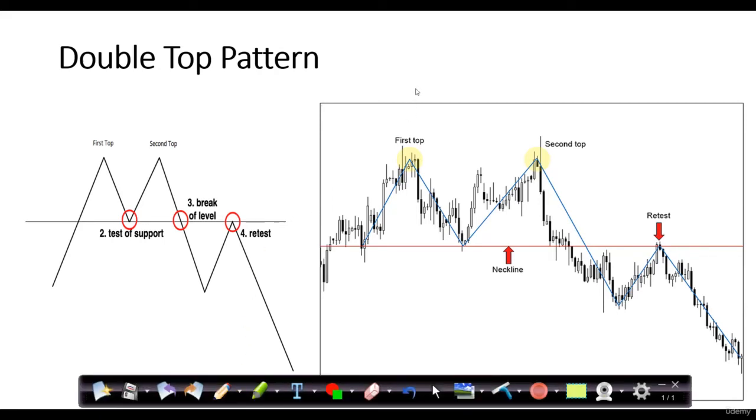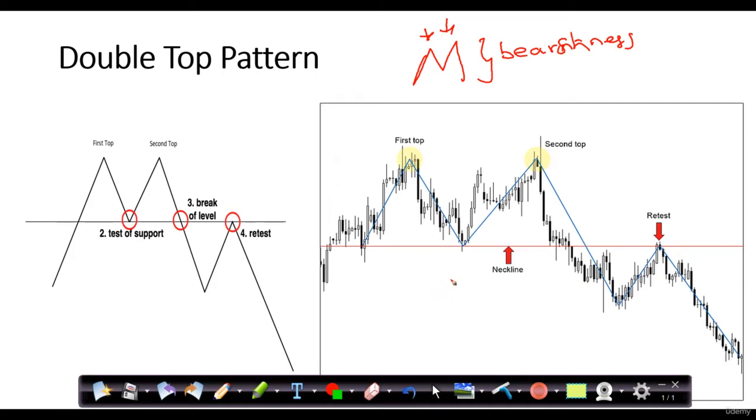In the last video, we discussed the double bottom pattern, which looks like a W and is a sign of bullishness in the market. Now we are going to see the exact opposite pattern, which looks like an M, also called the double top pattern. Why is it called a double top pattern? Because it looks like double tops, like an M, and it is a sign of bearishness in the market.